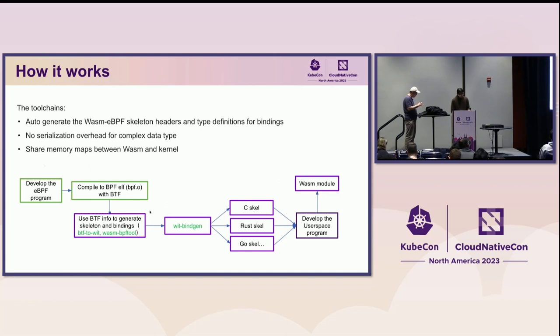This is where the BPF works. It's inside the BPF .o. Then we can use bpftool to generate skeleton and bindings for user-space program development. This approach is similar to the component model in WebAssembly, in which we can use tools like wit-bindgen and others to generate bindings in C, Rust, and Go. Then we can develop user-space programs in these languages and compile and pack them into a WebAssembly module.